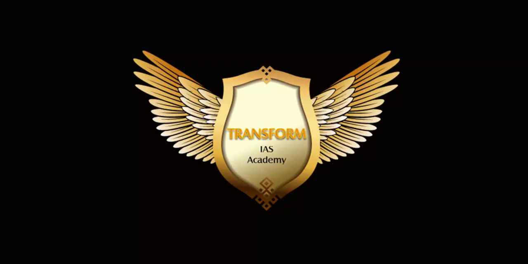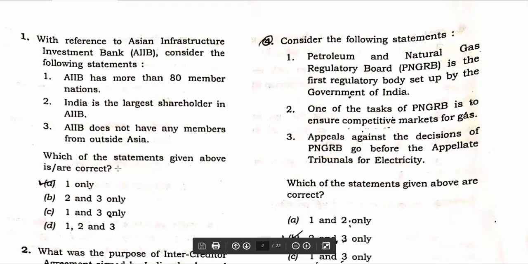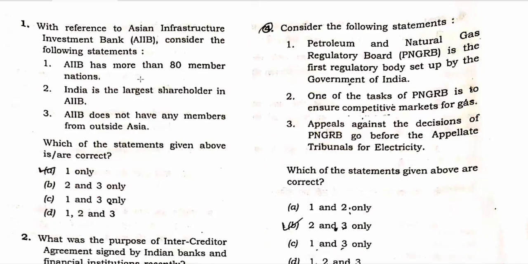Let me start with the first part of the 2019 preliminary analysis paper. The first question is with reference to the Asian Infrastructure Investment Bank, consider the following statements. So this is purely a question based on current affairs and the knowledge you have. First statement, the AIIB has more than 80 member nations. When we talk about 80 member nations, this is factual in nature. So they're saying it's more than 80 member nations.